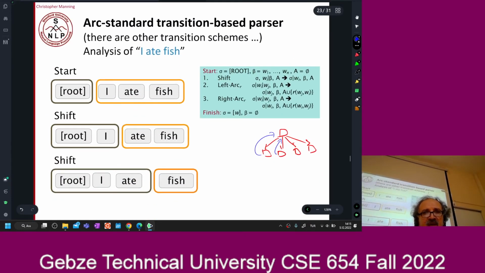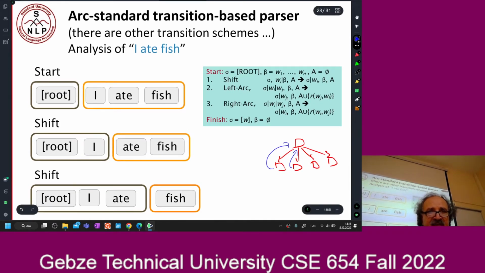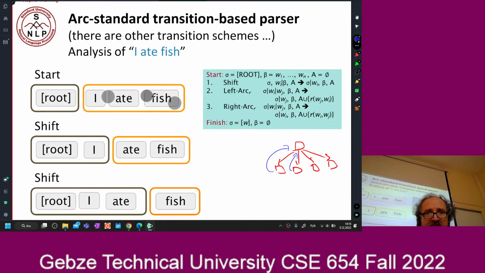Okay. So let's say my sentence is "I ate fish". At the beginning, my sigma is just root. There is nothing else in it. That's how you initialize it. And my buffer is "I ate fish". This is my sigma, this is my beta, and in my A I don't have anything yet.